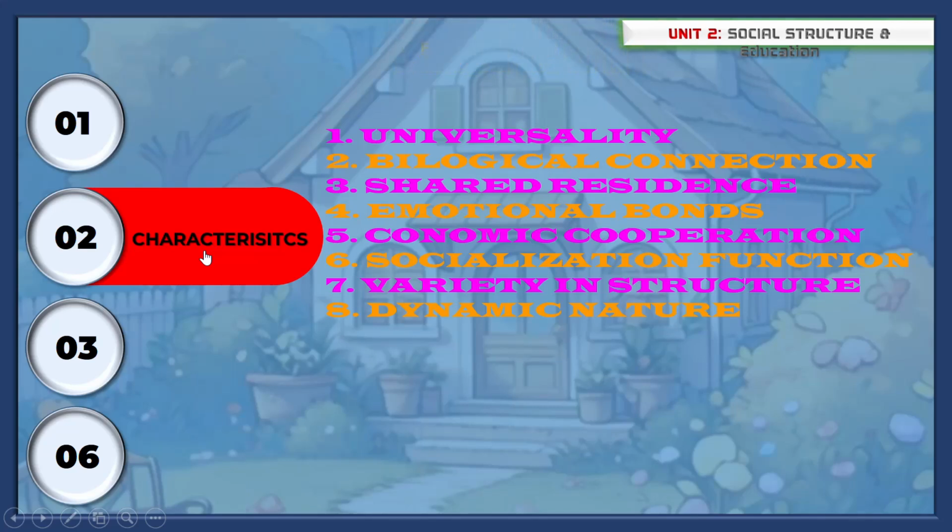Third one is shared residences. So families often share common values, beliefs and traditions that shape their interactions and culture. These shared experiences and practices contribute to a sense of unity and identity.